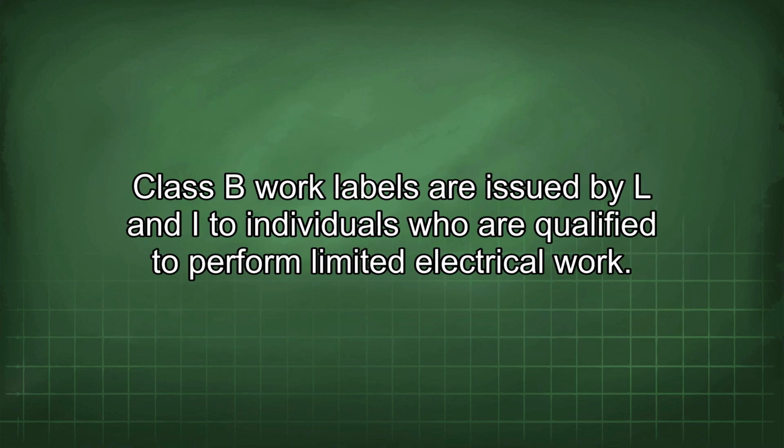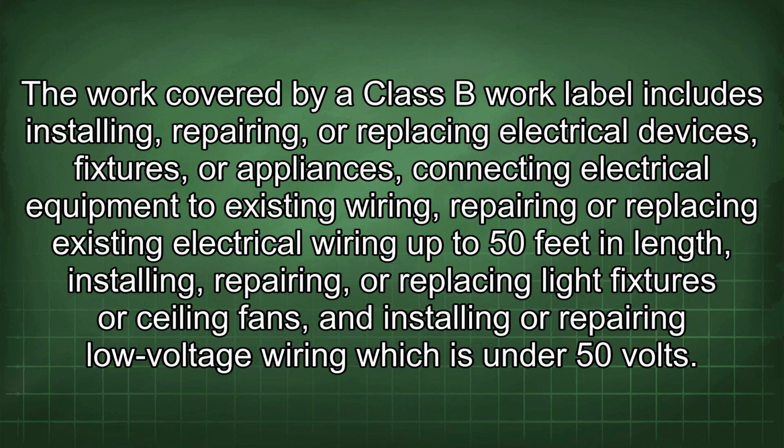Class B work labels are issued by L&I to individuals who are qualified to perform limited electrical work. The work covered by a Class B work label includes installing, repairing, or replacing electrical devices, fixtures, or appliances, connecting electrical equipment to existing wiring, repairing or replacing existing electrical wiring up to 50 feet in length, installing, repairing, or replacing light fixtures or ceiling fans, and installing or repairing low-voltage wiring which is under 50 volts.